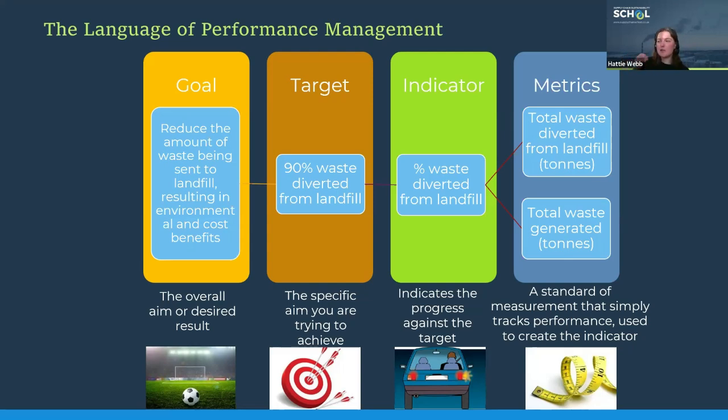We've then got our target. So this is the specific aim that we're trying to achieve. So for example, 90% waste diverted from landfill.